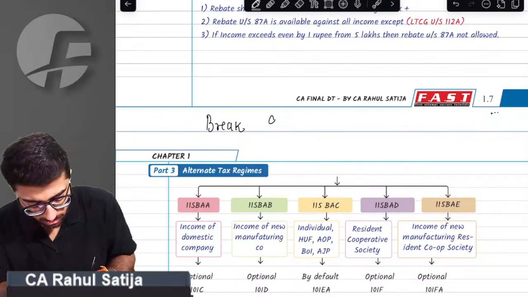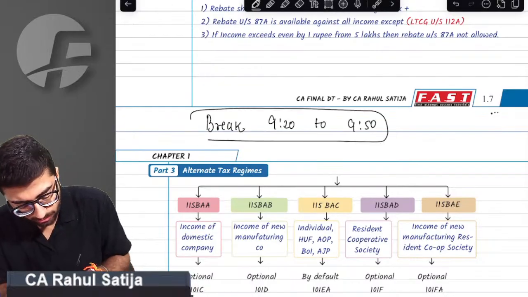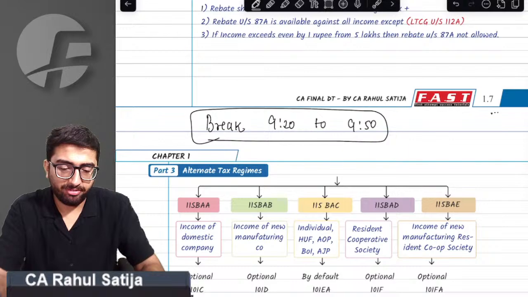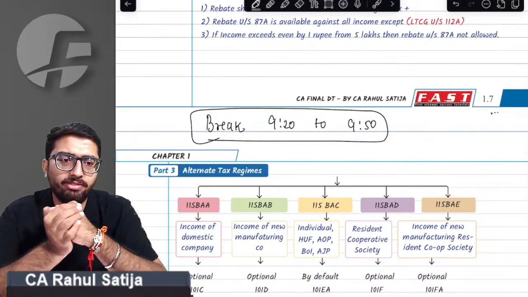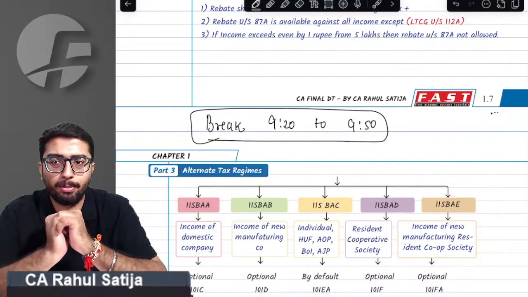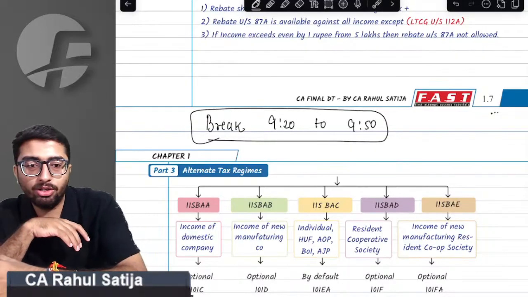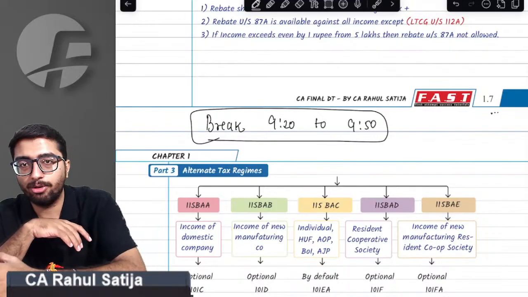Break. It's 9:20. Take a half-hour break. If I feel well, we'll continue for long. If not, then we'll only complete these alternate tax rates and end the class. See you guys after the break. If you have any doubt, do let me know in the comment section. I'll read that and respond accordingly.